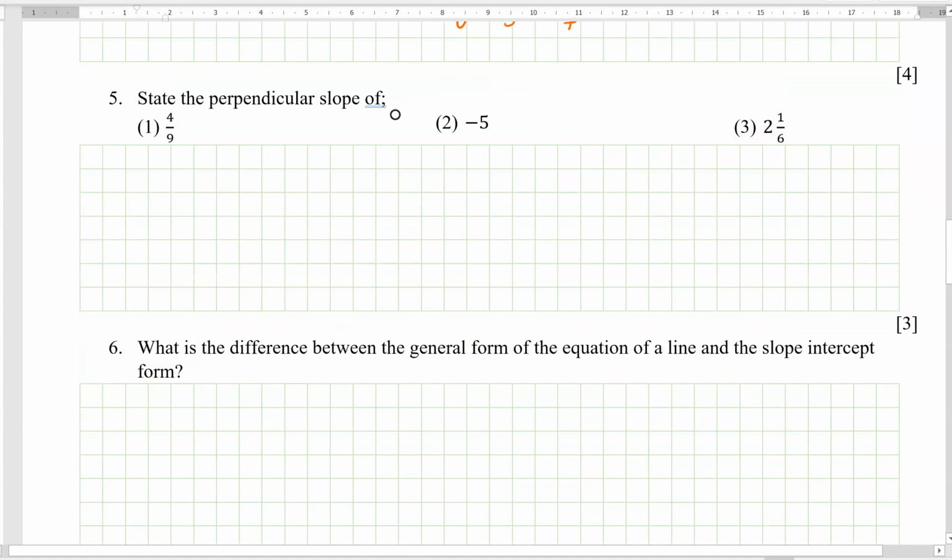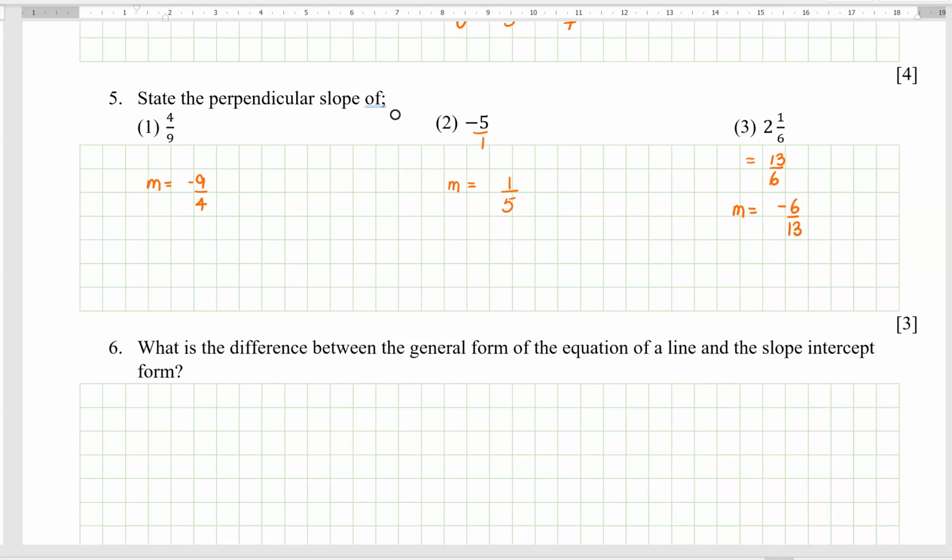Okay, perpendicular slope. So remember, we flip and we reverse the sign. So my perpendicular slope for this one will be -9 over 4. Minus 5 over 1. So the perpendicular slope for that is going to be 1 over 5. This slope is negative, so now it becomes positive. For this, we first have to change it to an improper fraction. So 2 6s are 12 plus 1, we get 13 over 6, and therefore my slope will be -6 over 13.